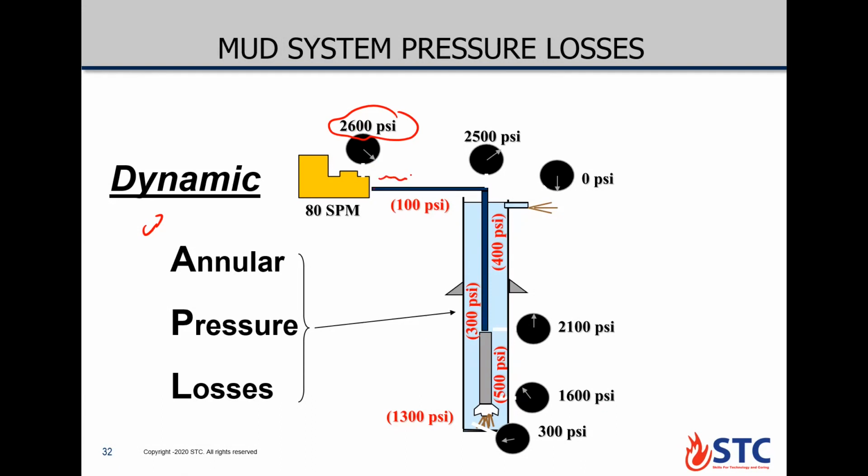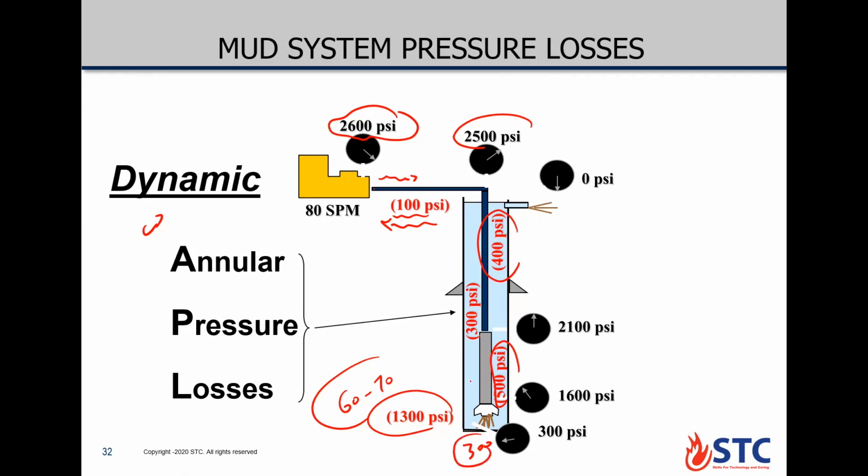While moving in the surface line, from left to right, we have a friction pressure loss of 100 PSI, so now the remaining pressure is 2,500. Down the drill string, we lose 400. Then at the collars, we lose 500, and the maximum pressure loss will be at the bit nozzles, about 60 to 70% of the pump pressure. So now we only have 300 PSI at the bottom.